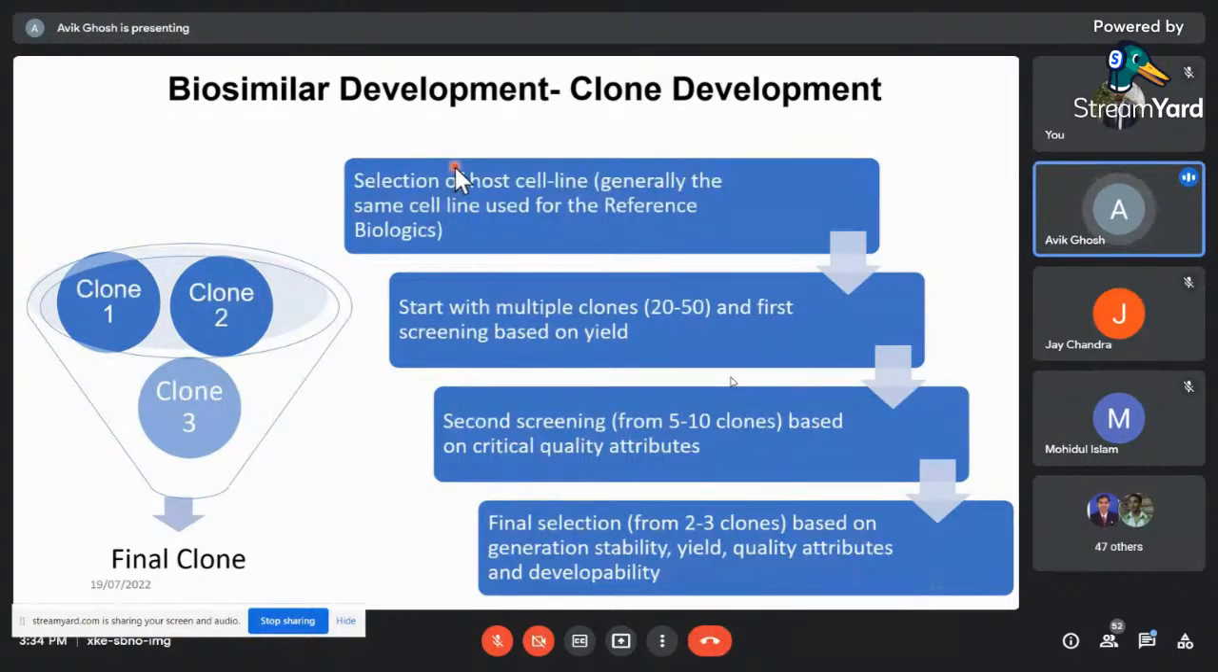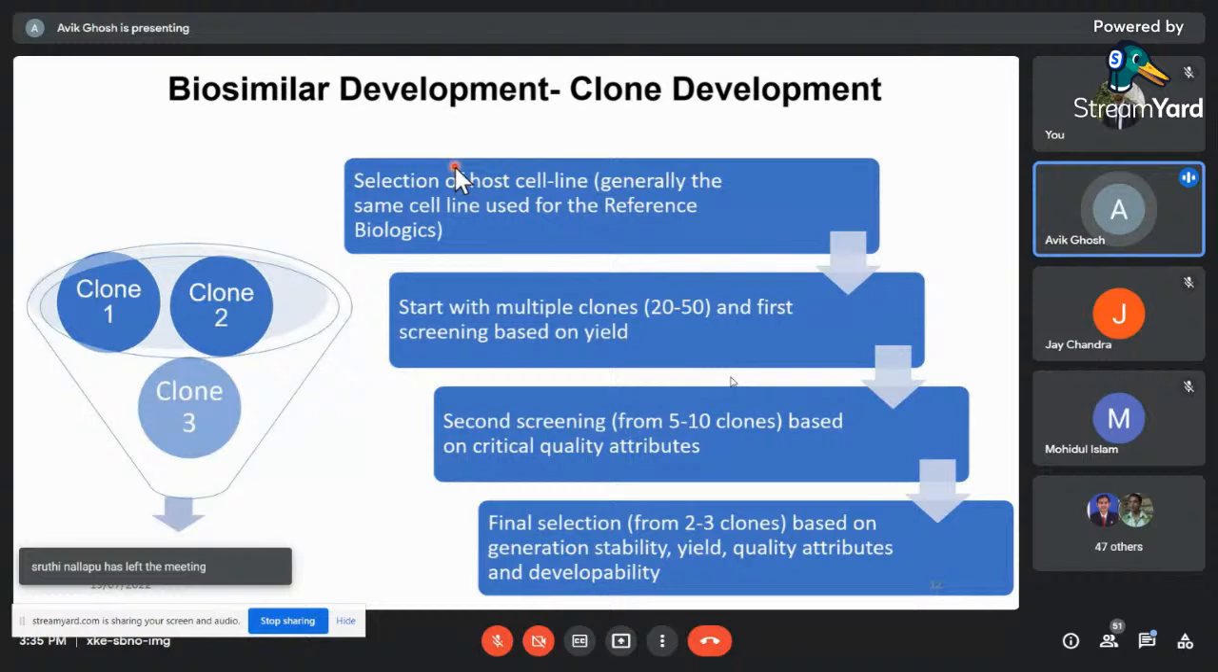Then you start with multiple clones, depending on how you are doing it, what your technology is, or if you are buying it from other vendors, it might be 20 to 50 clones you start with. And the first screening is generally based on the yield. So which clone is yielding the best amount of product. These are very small scale runs where you just check the yield, and based on that, you select 5 to 10 clones for the second screening.